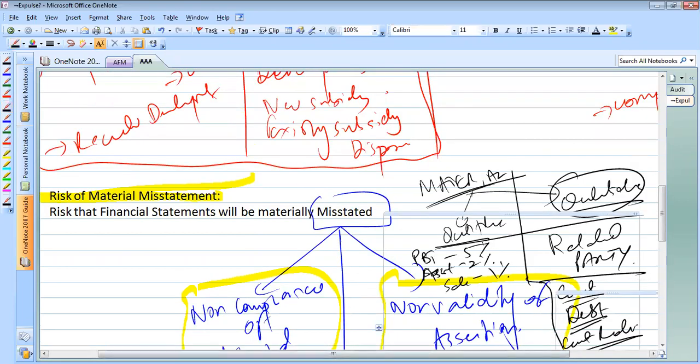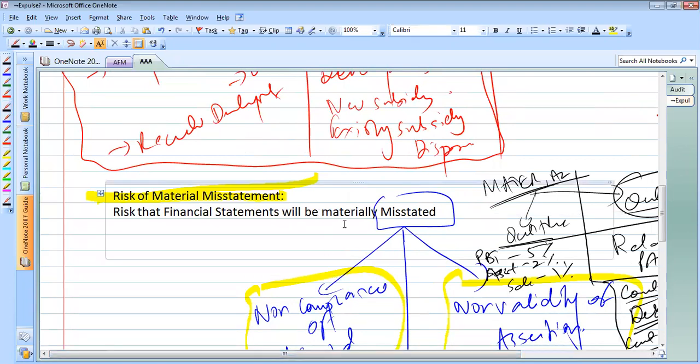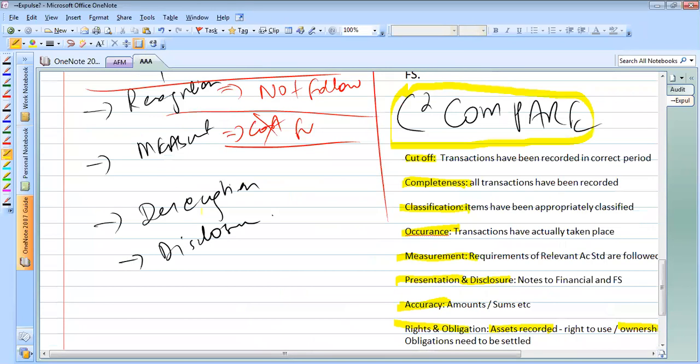Anyways, when we come to the assessment of the risk of material misstatement, the risk of material misstatement is the risk that financials will be materially misstated. How? The materiality is quantitative or qualitative, and misstatement is either non-compliance with a standard or non-validity of an assertion. I hope it is clear till here what the planning involves: understanding the entity and its environment, and then the assessment of the risk of material misstatement. So that is a general overview of what we do at the planning stage of the audit.